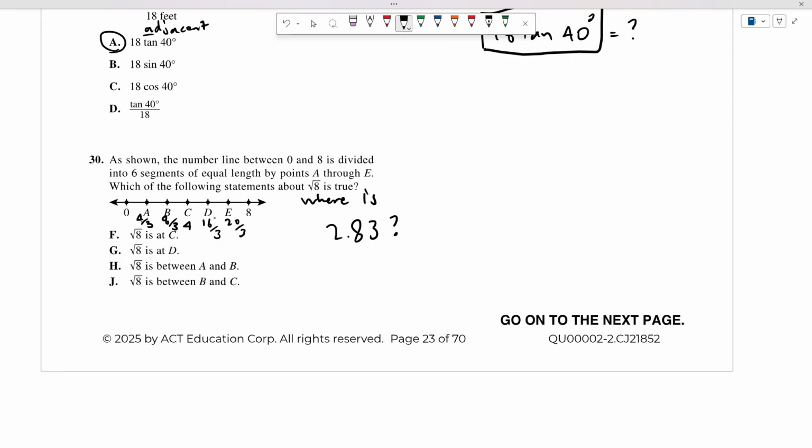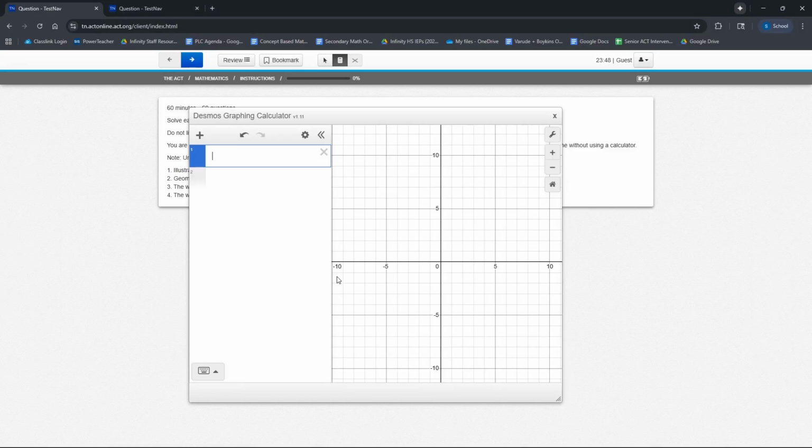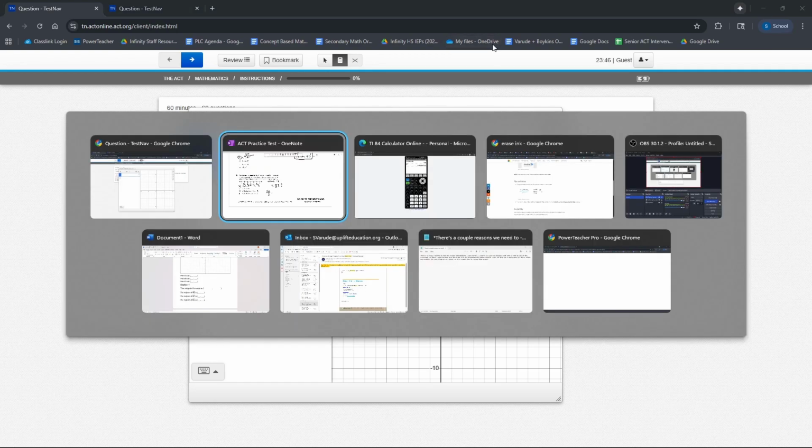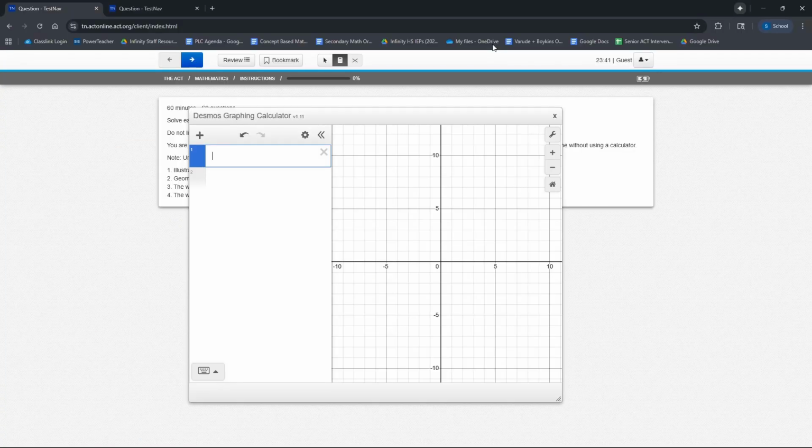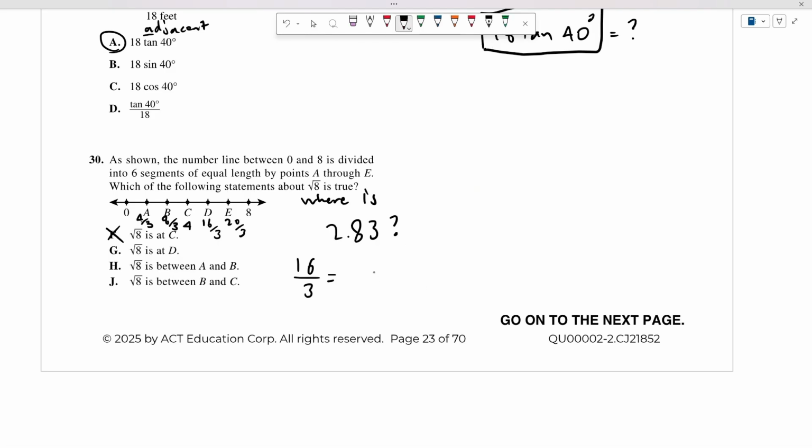Okay. And now you're going to figure out where's 2.83, right? Is it going to be C? Well, no. It's not 4. That's wrong. It's going to be a D? Well, no. 16 over 3. What is that, right? You can use either calculator for this. 16 over 3. That's 5.3. So it's definitely not there.